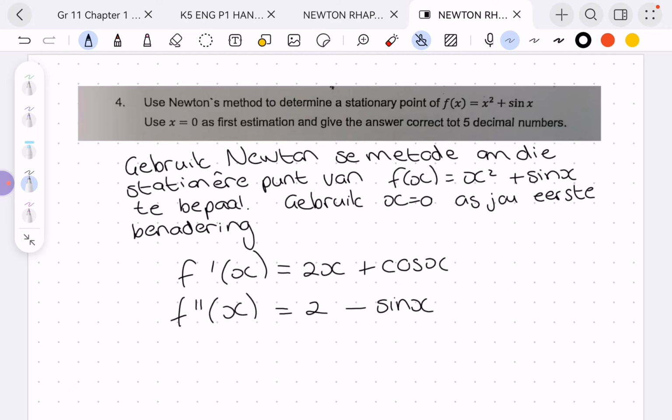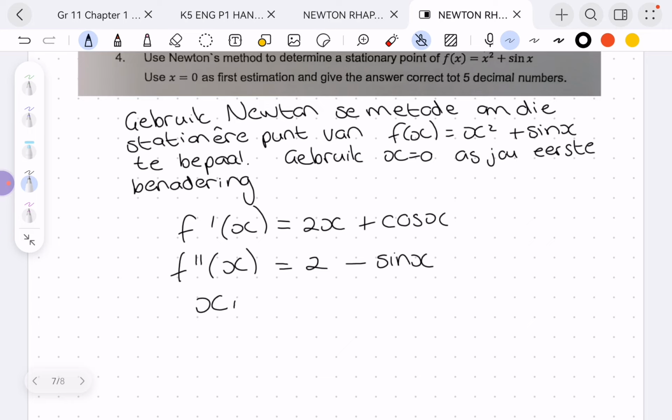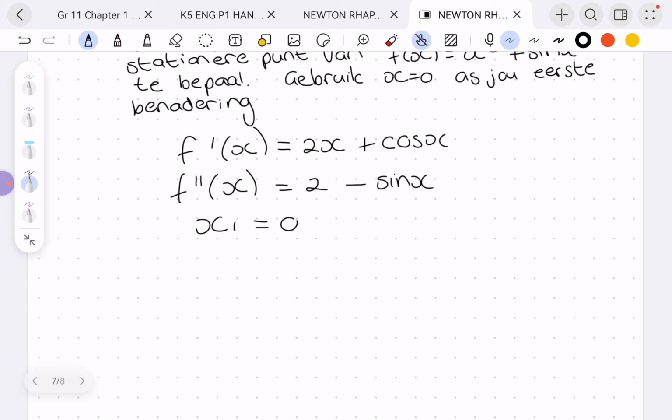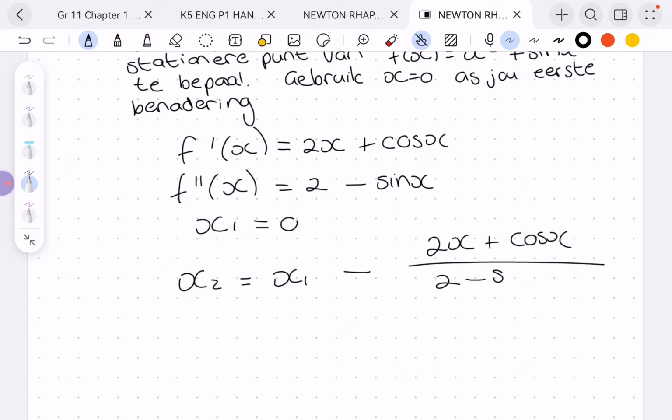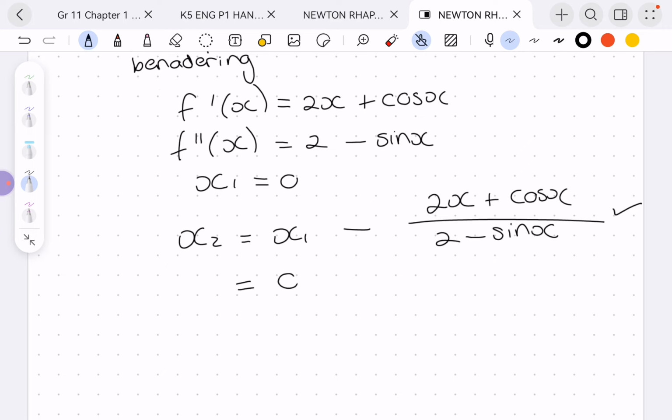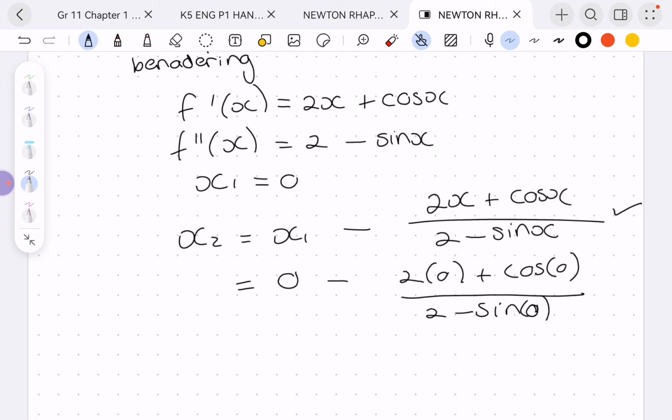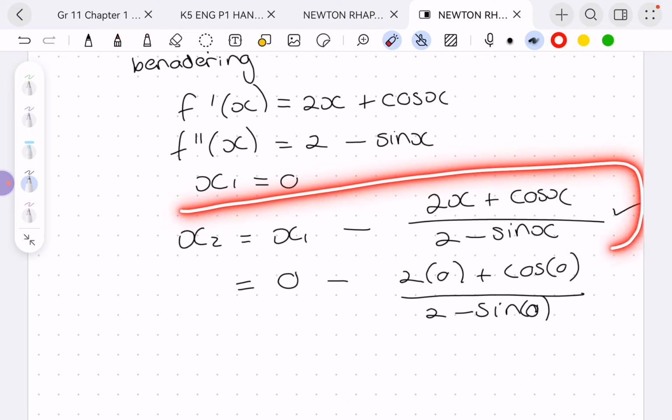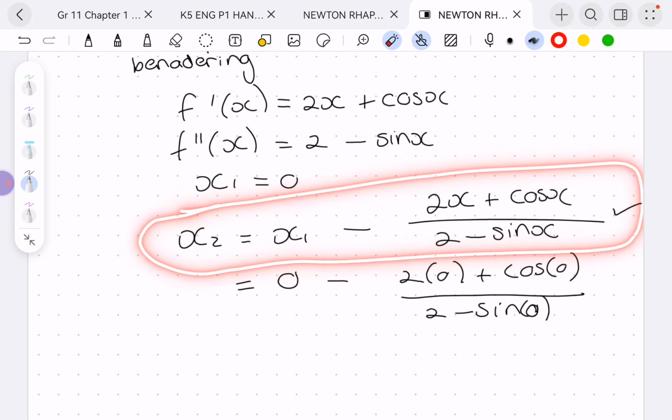I have my first approximation, equal to 0, and then Newton's method says I take my first derivative divided by my second derivative. So we put the 0 in, substitute the 0, and all of this you do on your calculator, but I need to see at least that you've written down Newton's method at least once, so that I can see that you use Newton's method.